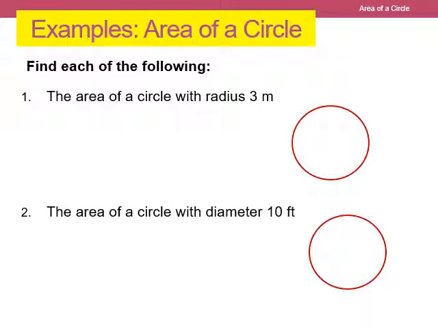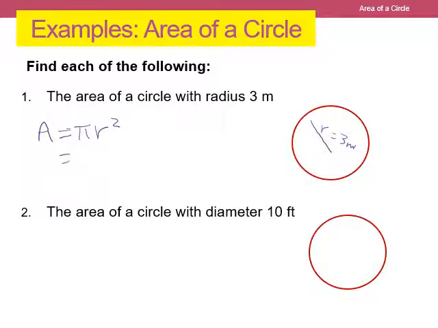So for this slide, we're going to look at some examples of finding area of a circle. On the first one here, number 1, we are given the radius, and we have to find the area of a circle. So I'm going to draw the radius. The radius is 3 meters. And our area of a circle formula is pi r squared.